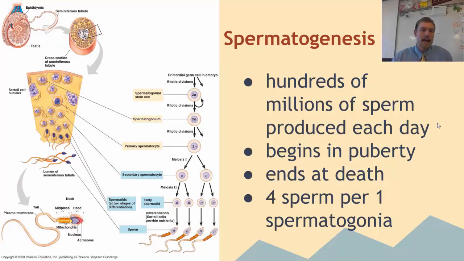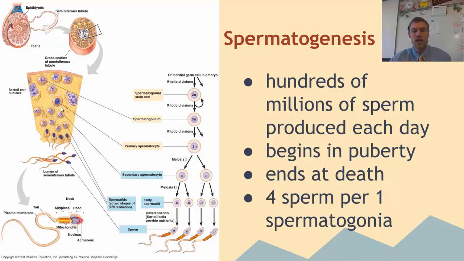So inside the testes, there are cells called spermatogonium, and the spermatogonium are the precursors to actual sperm. They go through a couple of mitotic divisions, where they turn into a spermatocyte, and then after that, they go through meiosis, and they produce the secondary spermatocyte, and then they go through meiosis 2, and that's when they actually become the early spermatids.